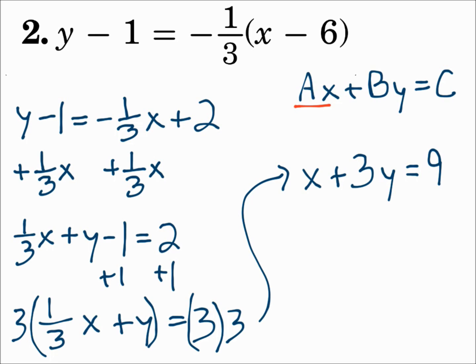Now, a, b, and c are all integers. There's no common factors, and the first one is positive. So that one's done. If you have any fractions, multiply both sides by the lowest common denominator. And on this one, the lowest common denominator was 3. Then finish up.